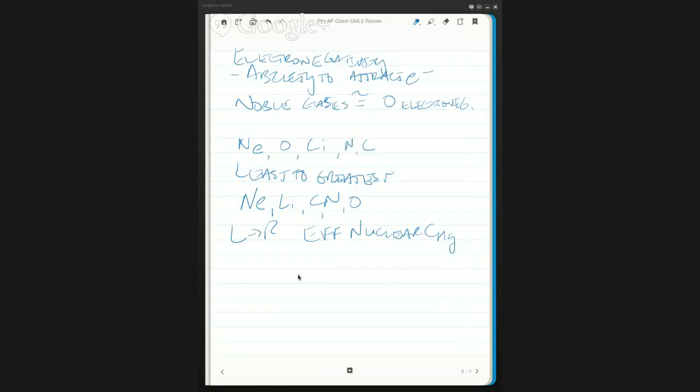As you move left to right across the table, the number of protons increases, which increases the positive charge, which increases the ability to attract electrons, right? A greater effective nuclear charge. The noble gases are the exception because they have a full outer shell. They've fulfilled the octet rule, so they will not attract an additional electron. That's why they're so low.